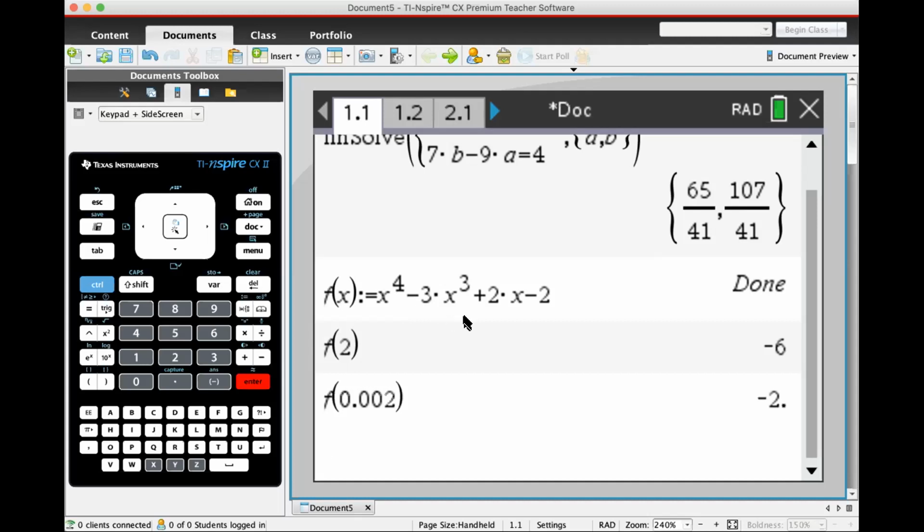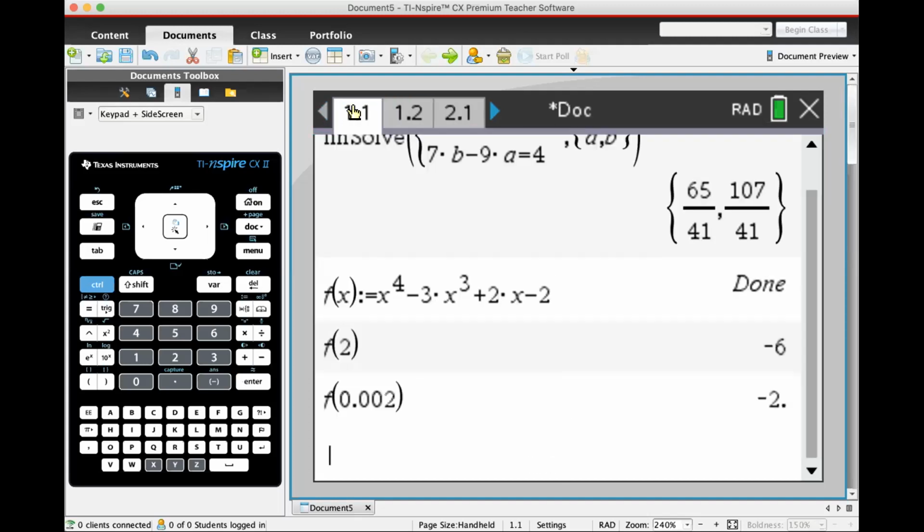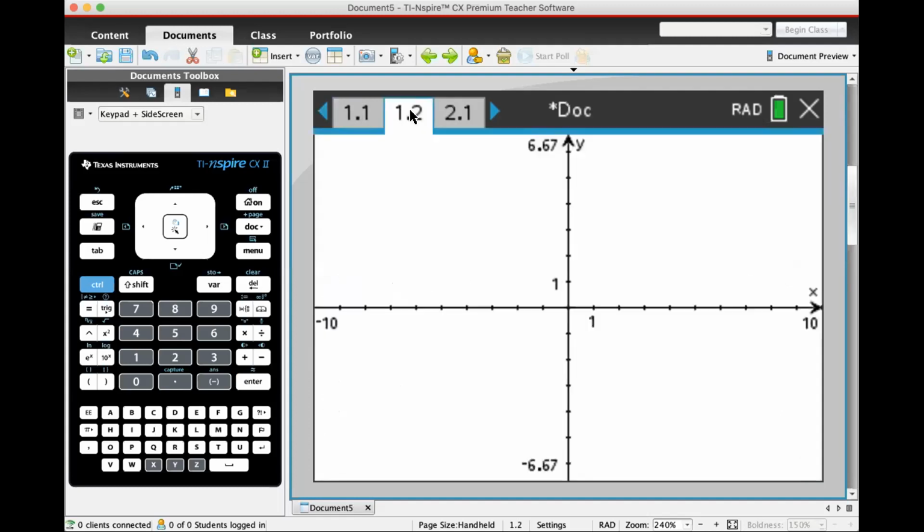And watch what I'm going to do with this assign key. You've assigned it on the calculator page. I added a page here, a graph page, and remember I said they're linked. If you've assigned something here, you can call it here.